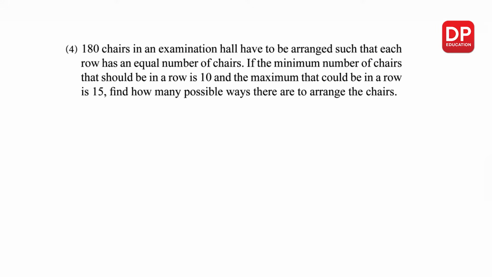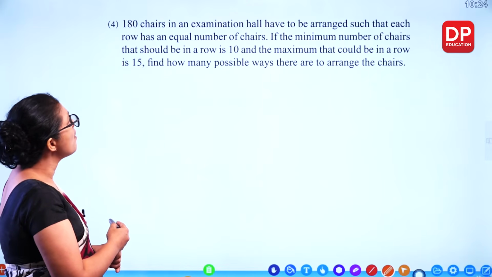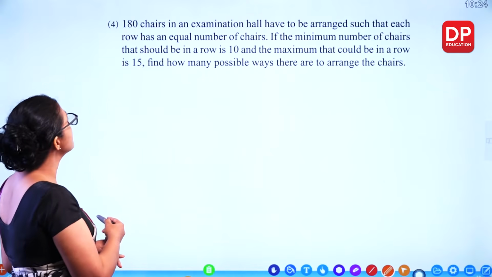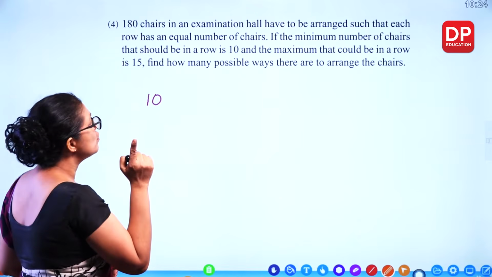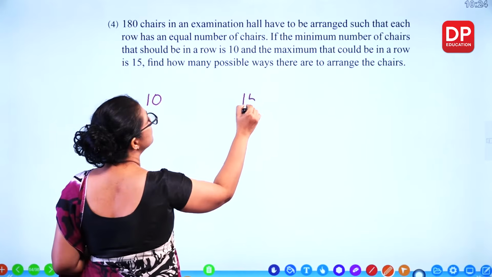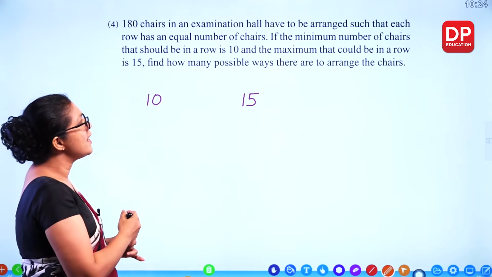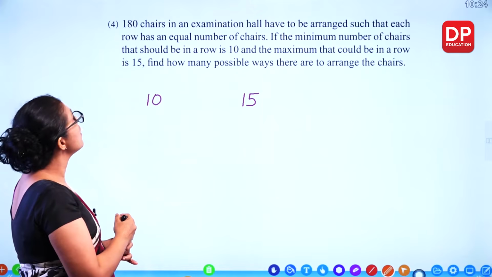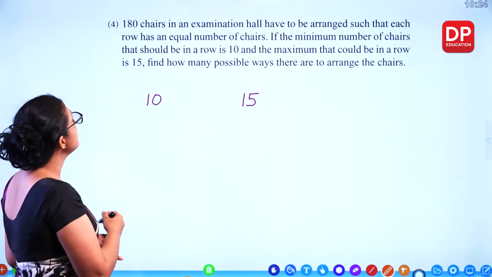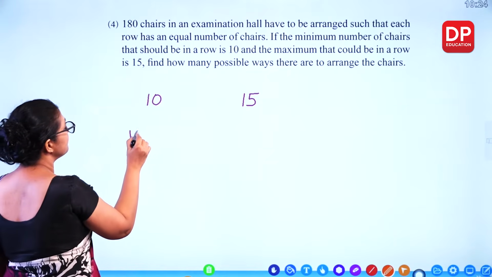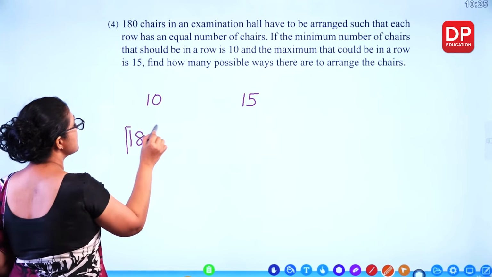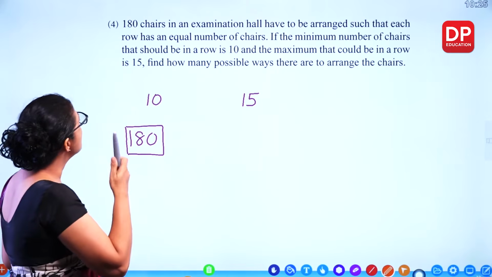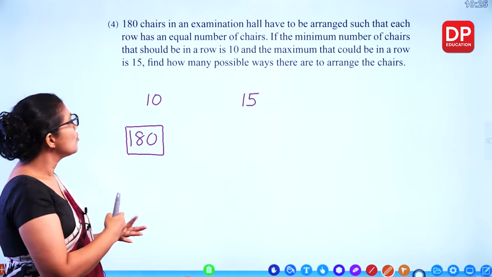Look at this question. 180 chairs in an examination hall have to be arranged such that each row has an equal number of chairs. If the minimum number of chairs that should be in a row is 10 and the maximum that could be in a row is 15, find how many possible ways there are to arrange the chairs. So 180 chairs. So check whether this number is divisible by 2, 3 like that.